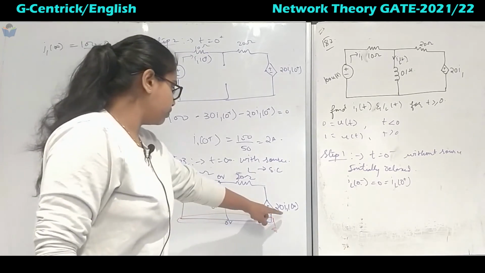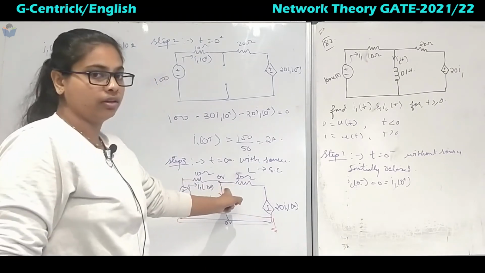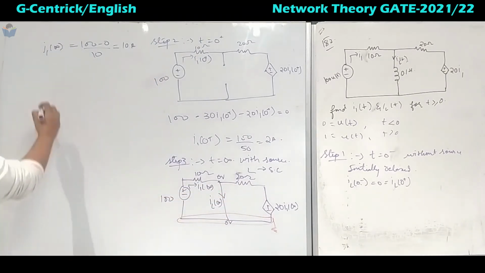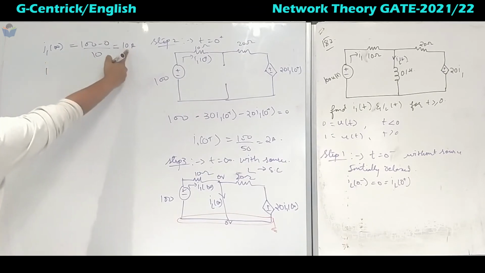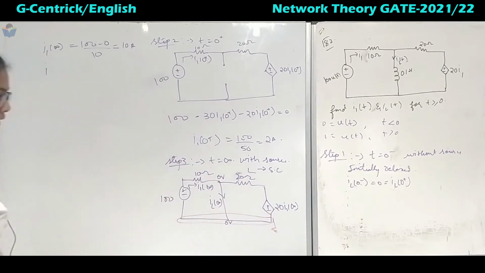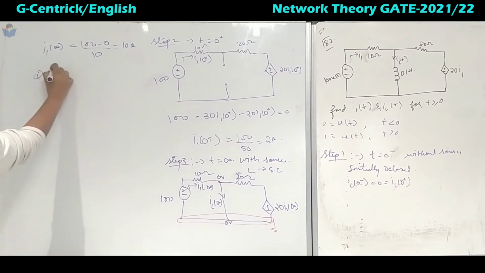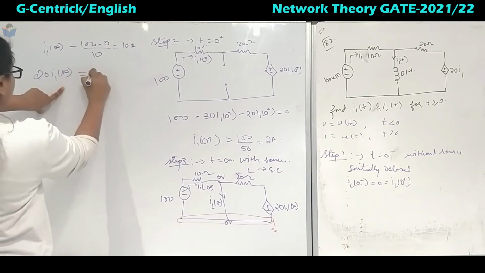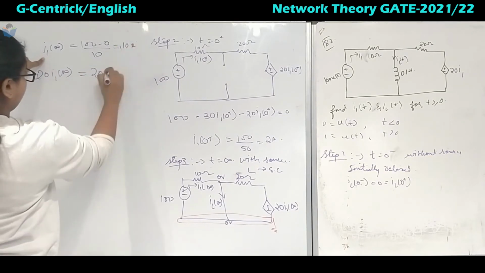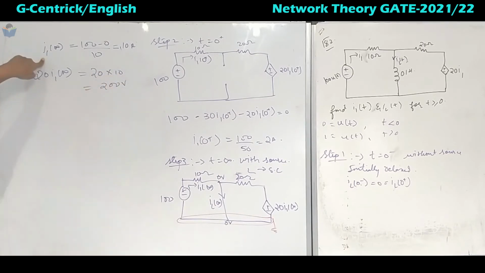Similarly, you can find I1 of infinite from here to here. So here we have got it as 10 ampere. Substitute this 10 in I1 of infinite, which will be 200 volt. So for the dependent source, this is the dependent source value, I1 of infinite. We have found I1 of infinite, that is nothing but 10. So this will be 200 volts.